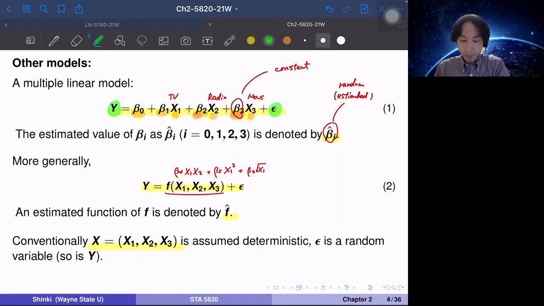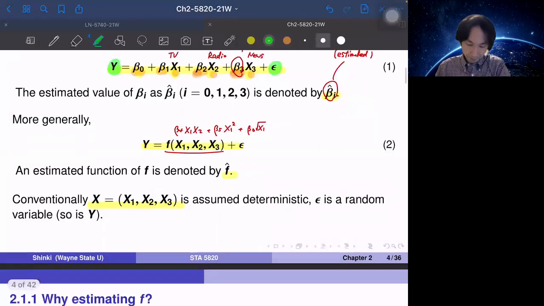In a more advanced scheme, sometimes x is also random. We have measurement error in the advertisement amount, or even in the Bayesian scheme, even the parameters are random. But in the frequentist approach, in the traditional approach, the y and the epsilon are random. The others are deterministic.